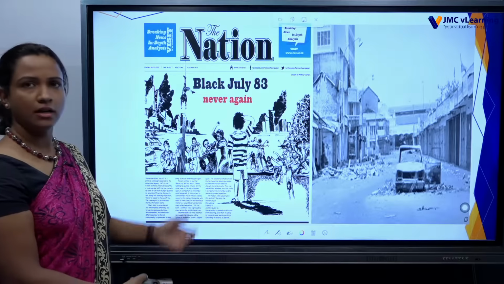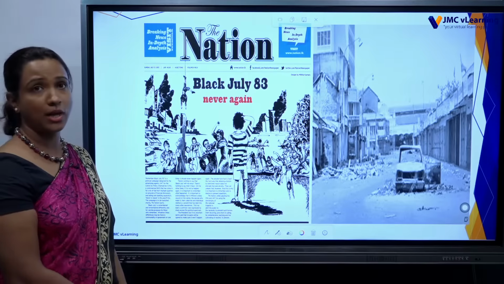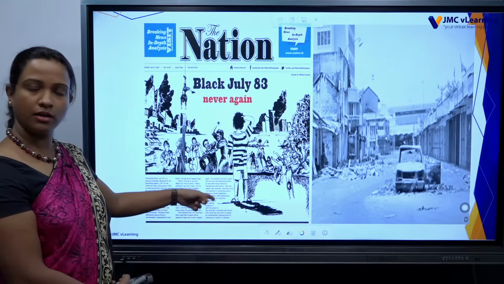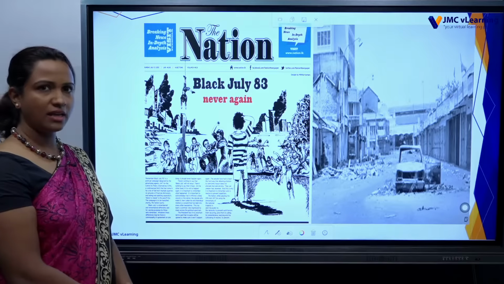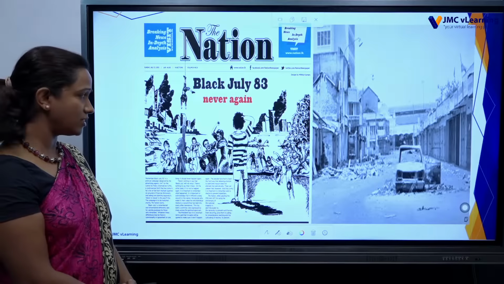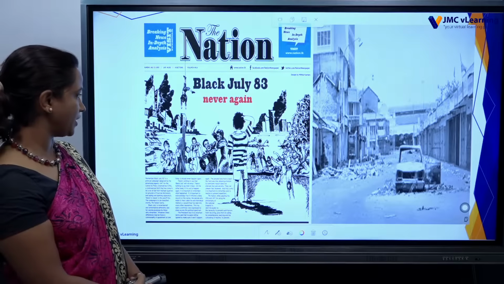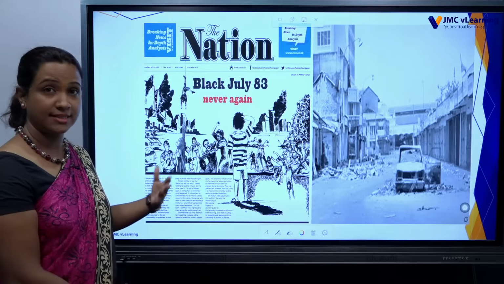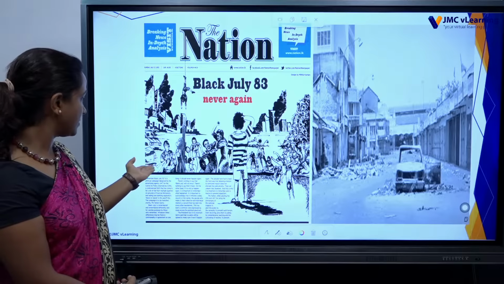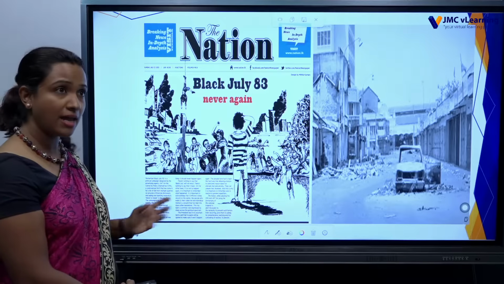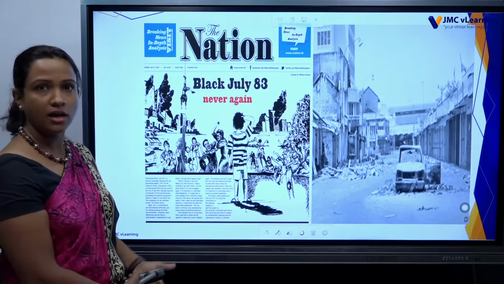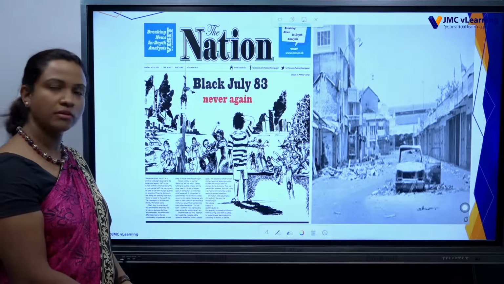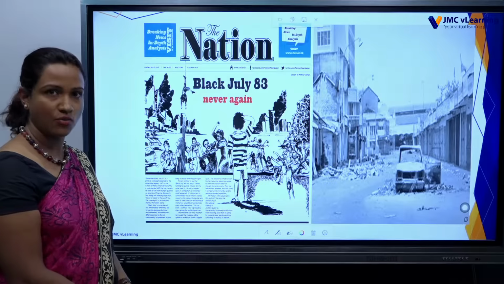Let's look at this. This is an article from the newspaper. It says Black July 83, never again. It's a cartoon sketch. There's a small boy over here, and he sees that his dreams and hopes are all destroyed. What is he seeing at the back of it? People are fighting, and the poor people are getting assassinated by the so-called patriots. And see, the children are also dying. And look, someone over here is hanging, right? So it should be stopped. This is total violence. This is a black mark in our country.